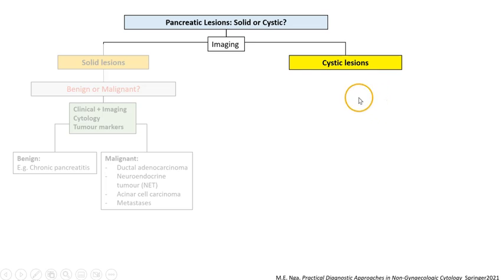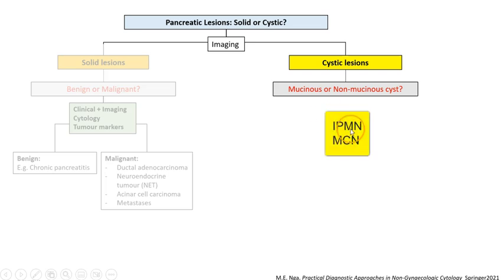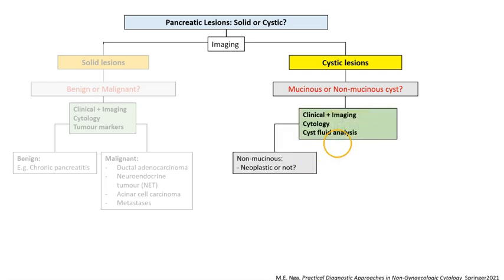And for cystic lesions, once it is established that we are dealing with a cystic lesion, the most important question to ask is, are we looking at a mucinous or a non-mucinous cyst? For mucinous cystic lesions, the main considerations are neoplastic mucinous cysts, which are intraductal papillary mucinous neoplasm, or IPMN, and mucinous cystic neoplasm, MCN. So to help us make this distinction, again, we look at clinical and imaging findings.